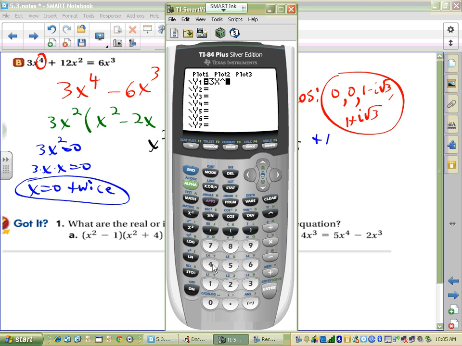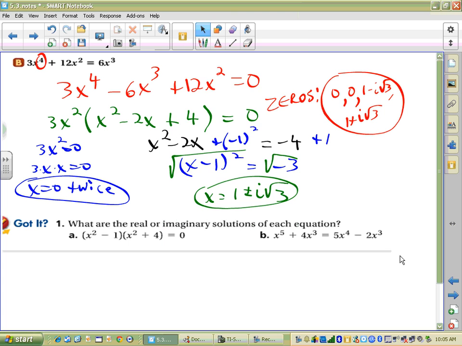3x to the 4th plus 12x squared minus 6x cubed. That's not in the same order, but in the same form. So notice the graph is quadratic. Let me go ahead and zoom in at the origin. So the graph is quadratic looking at the origin as expected.